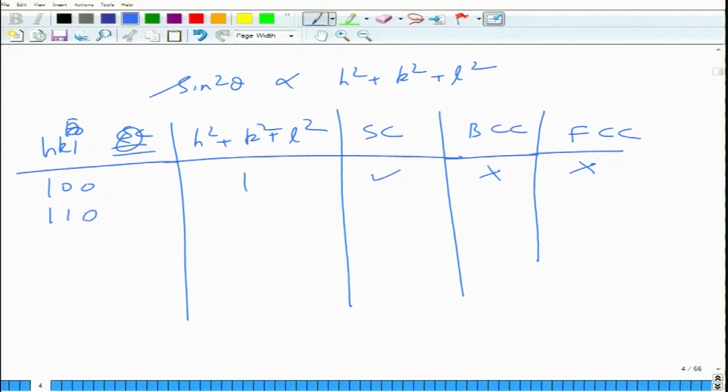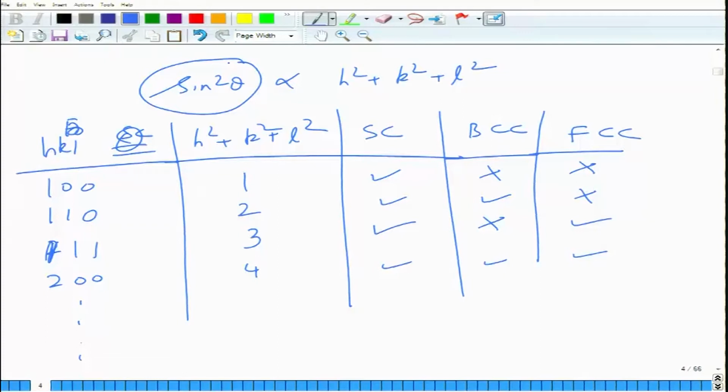When you go to 1 1 0, h square plus k square plus l square is 2, and simple cubic in that case will diffract, BCC will diffract, but FCC will not diffract. And when you go to, for example, 1 1 1, h square plus k square plus l square is 3, simple cubic will diffract, BCC will not diffract, FCC will diffract. And you keep on doing this: 2 0 0, this will be 4, this will diffract, and that is how you keep on working.